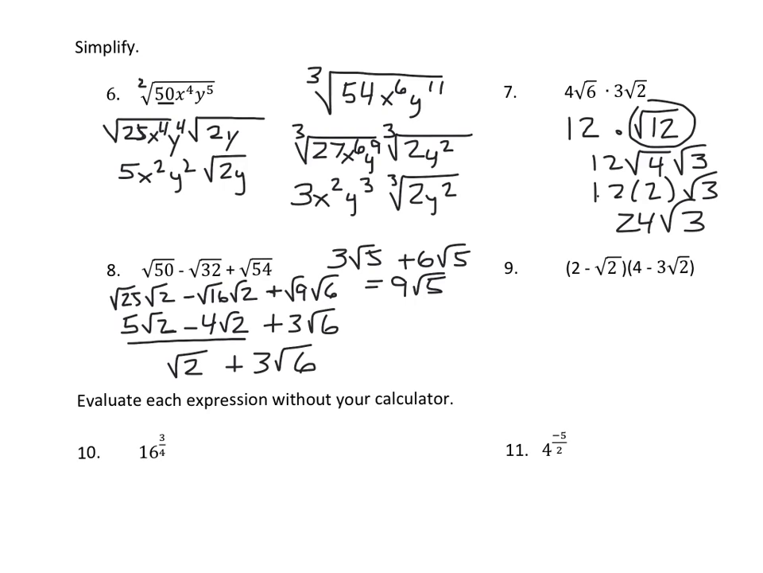Number 9, we're multiplying an expression involving radicals. I can FOIL. So 2 times 4 is 8. 2 times a negative 3 root 2 would be a negative 6 root 2. Negative root 2 times 4 would be a negative 4 root 2. And then I have a negative times a negative, so a positive 3 root 4, which is 2, so positive 3 times 2 is 6. I can combine like terms. I've got 14, minus 10 root 2.